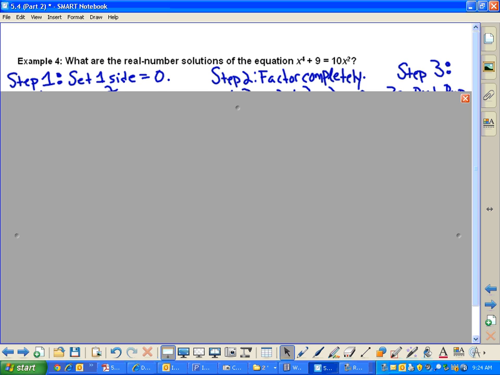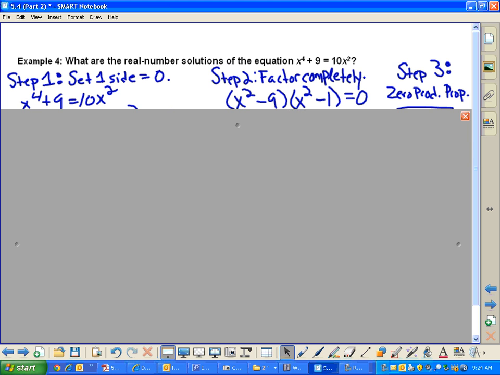Step 1, we're going to set one side equal to 0. Step 2, you're going to factor the polynomial that's on the left side completely. And step 3, you're going to use the zero product property to solve. So in the last step, we use our zero product property to solve.